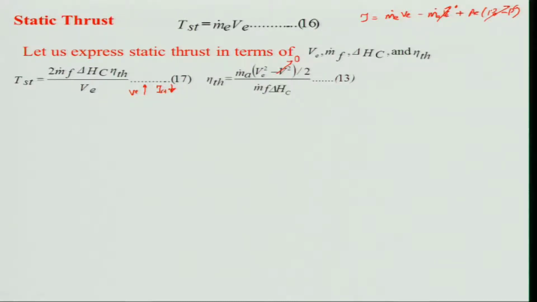And the other way around, if the exit velocity, the jet velocity, is lowered, then the static thrust increases. Keep in mind that this is valid for a particular mass flow rate of fuel, a particular thermal efficiency and a particular kind of fuel. You should not get confused with that; I will vary these things later and then talk about it. Suppose I want a higher static thrust, I will have to decrease the jet velocity, keeping the same mass flow rate, the same thermal efficiency and the same kind of fuel.